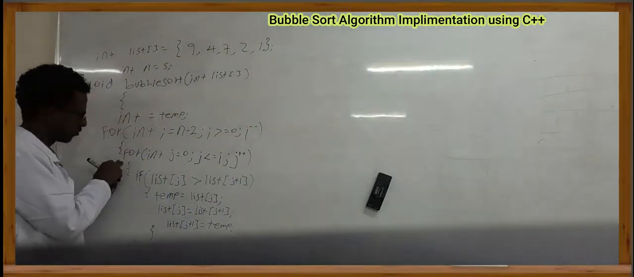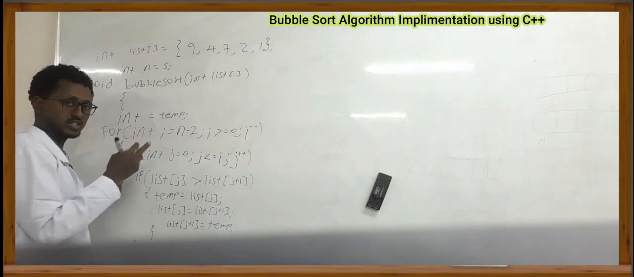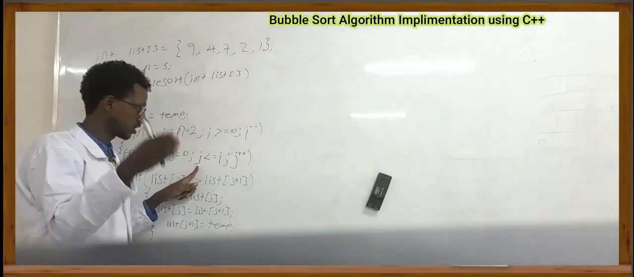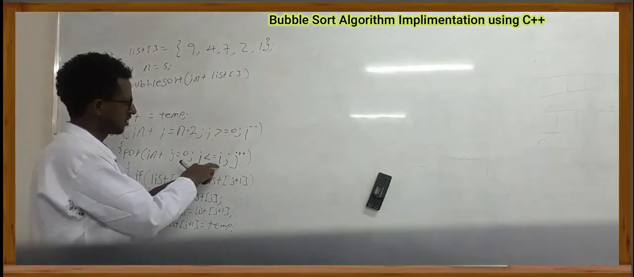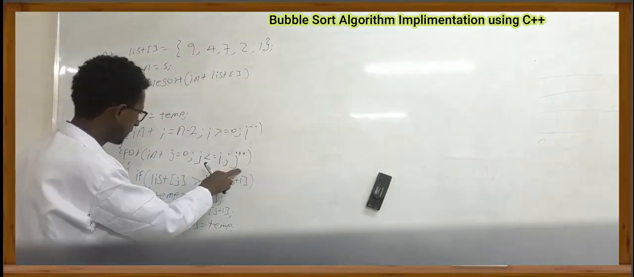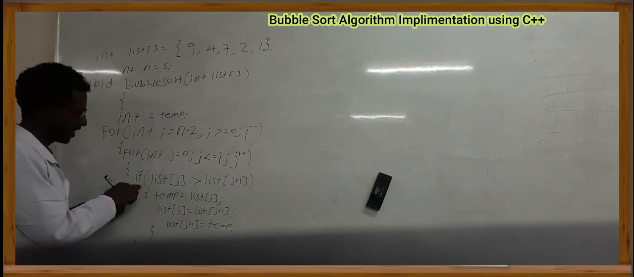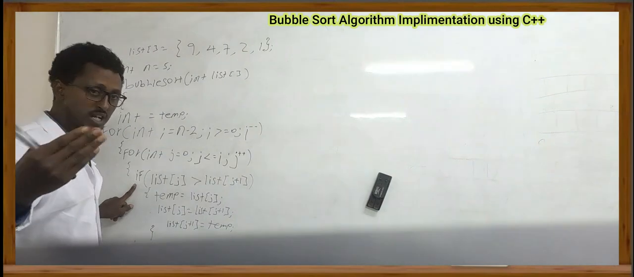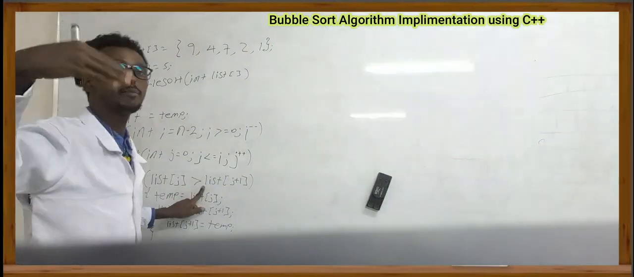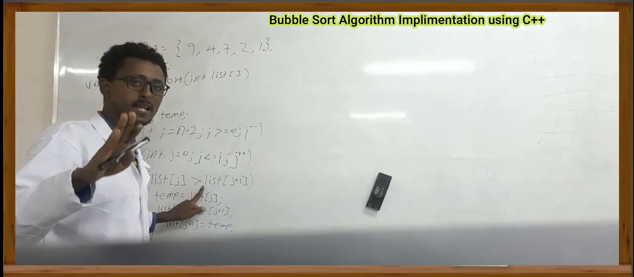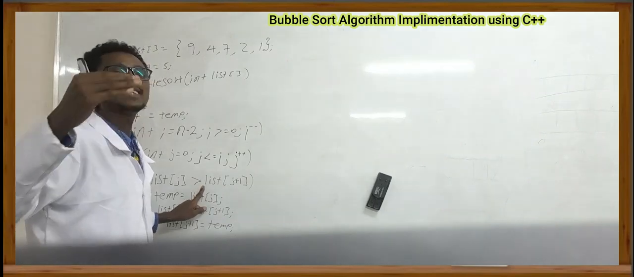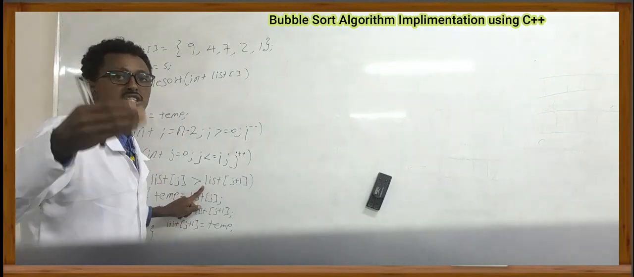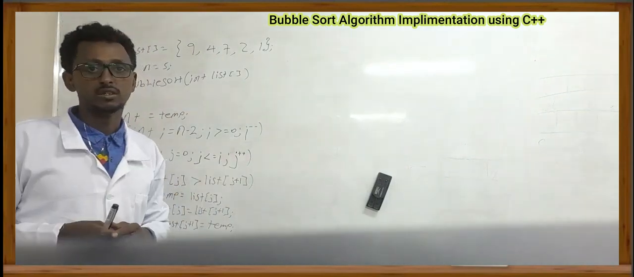And in the second for loop, the nested for loop, for int j equals 0, j less than or equal to i, that means 3, j plus plus. The next one, inside the nested for loop, if list of j is greater than list of j plus 1, that means the previous item is greater than the next item, you should swap it to its correct position.